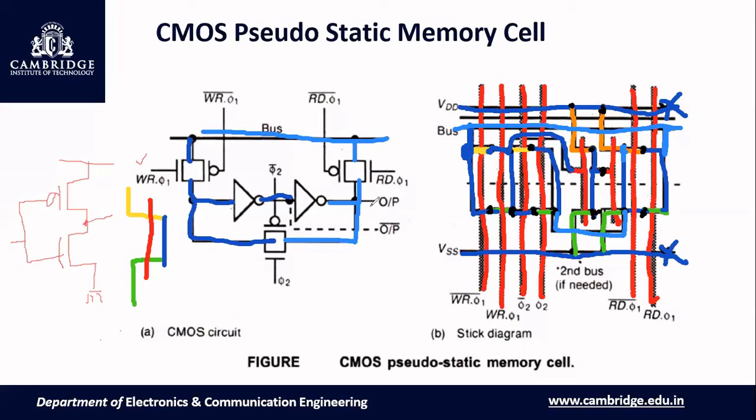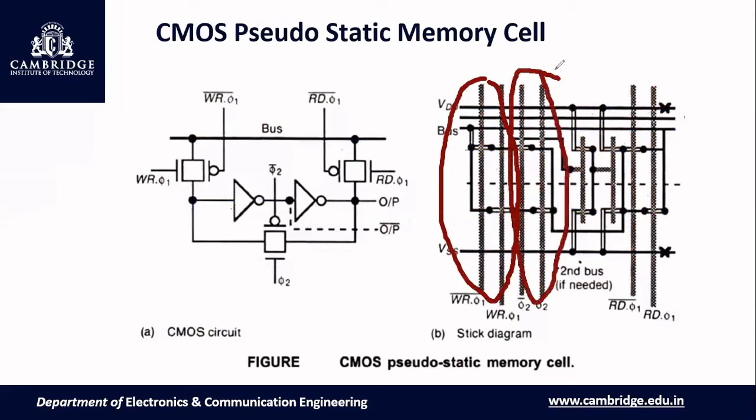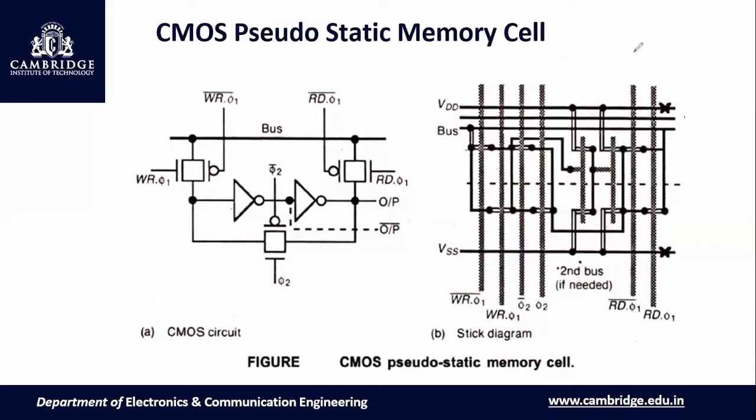Understood, no? You can make out here. So this is one transmission gate stick diagram. This is another transmission gate stick diagram. And this is an inverter. And this is another inverter. The last one is a transmission gate.